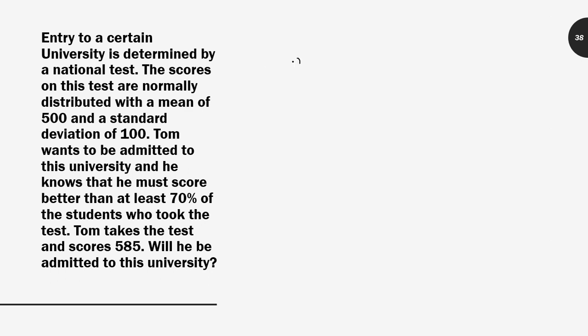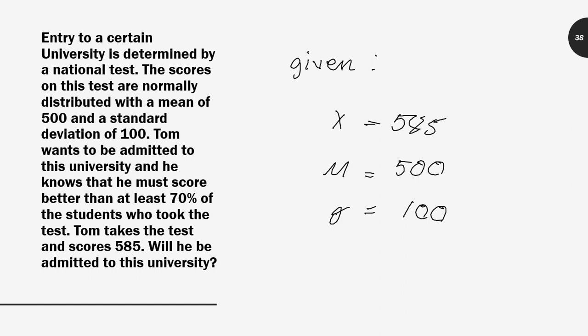Okay? So, first thing again, we're going to list down all the given. So, x, mean, and then the standard deviation. Mean is 500. SD is 100. While the value of x is 585. Okay? Next one.